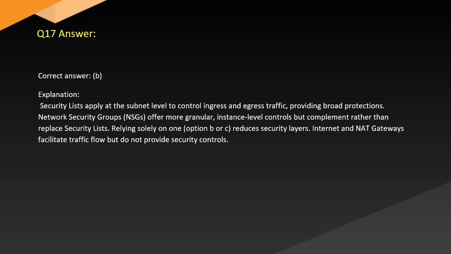Answer. Correct answer. B. Explanation. Security lists apply at the subnet level to control ingress and egress traffic, providing broad protections. Network security groups and ADS offer more granular, instance-level controls, but complement rather than replace security lists. Relying solely on one, option B or C, reduces security layers. Internet and NAT gateways facilitate traffic flow but do not provide security controls.